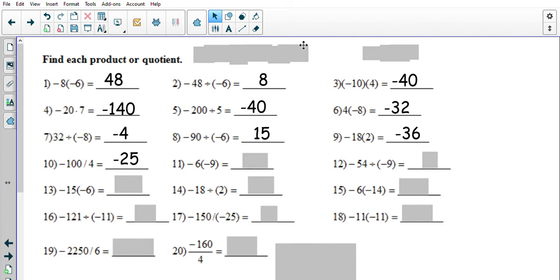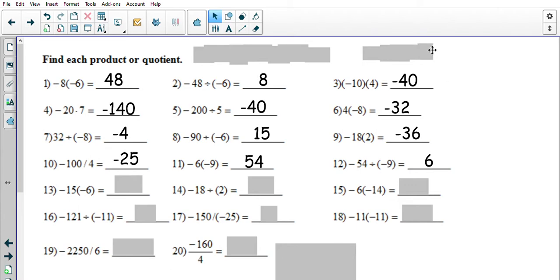Moving right along, number 11, negative 6 times negative 9. Signs are the same, bless you. Signs are the same, my answer will be positive, and 6 times 9 is 54. Number 12, signs are the same again for negative 54 divided by negative 9, so it will be positive. We have to know that 54 divided by 9, though, is 6.